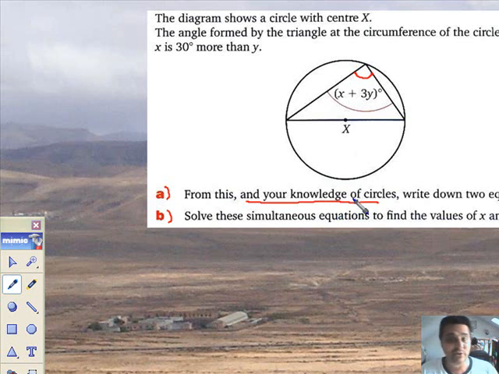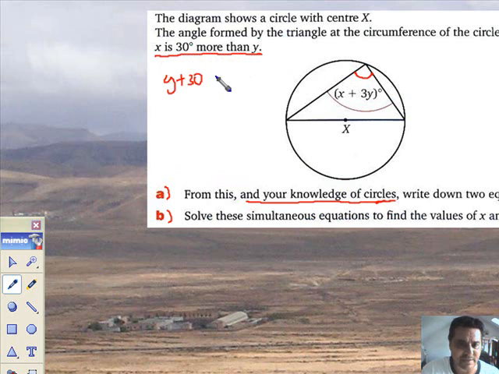Right, from this and your knowledge of circles, hint, hint, write down 2 equations in x and y. Let's just do that quickly. Well, here's an easy one here. X is 30 more than y. In other words, I reckon y add on 30 is x. How's that? That's that, isn't it?